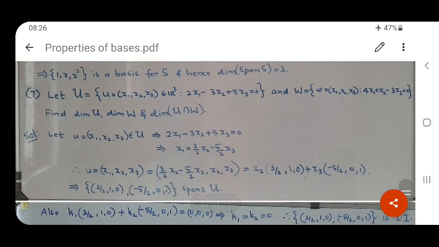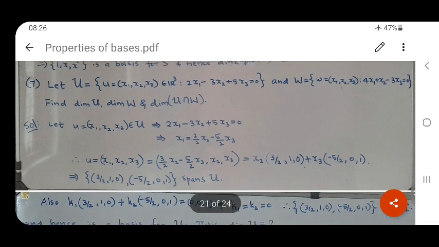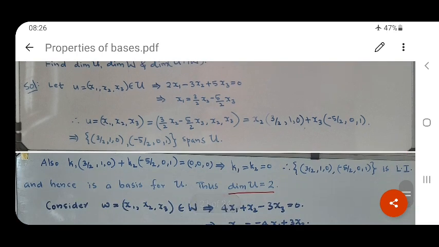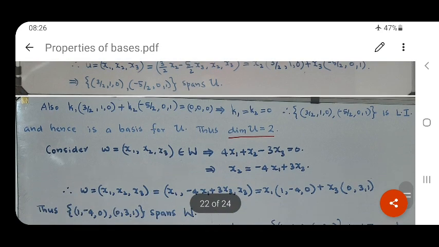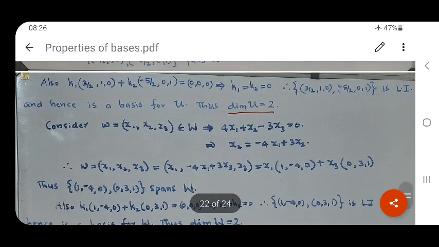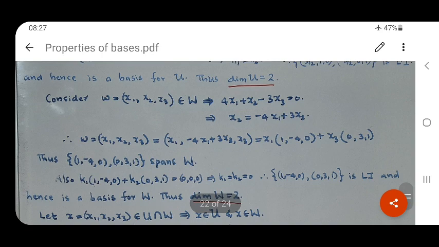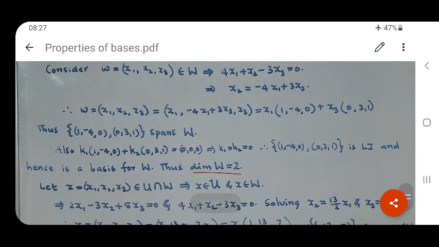So let us choose a vector in U. Then it is expressed as a linear combination of the vectors (3/2, 1, 0) and (-5/2, 0, 1). Therefore, these two vectors span U, and these two are linearly independent as shown below, and form a basis. Therefore, dimension of U is 2. Similarly, W is spanned by (1, -4, 0) and (0, 3, 1), which are linearly independent, and therefore dimension of W equals 2.